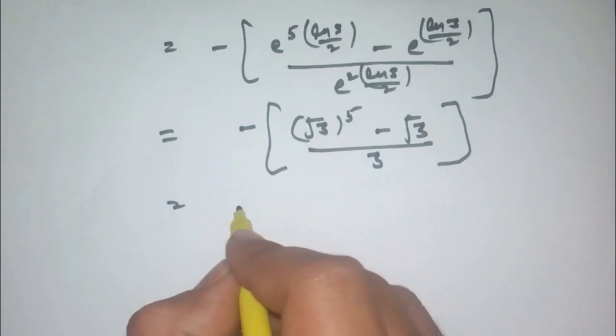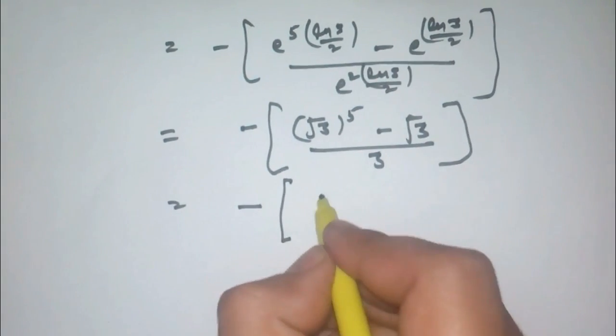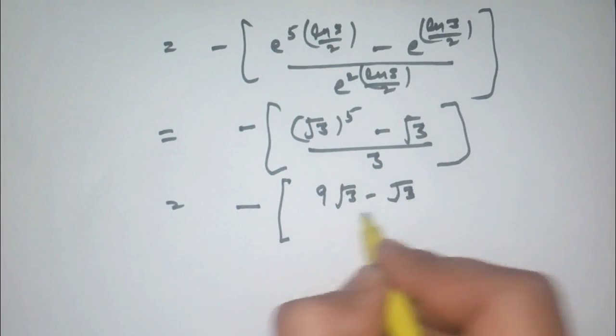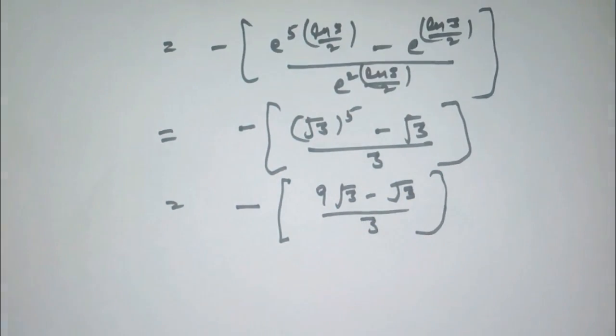Further it will become minus 9 square root of 3 minus square root of 3 upon 3. So it will become minus 8 upon square root of 3.